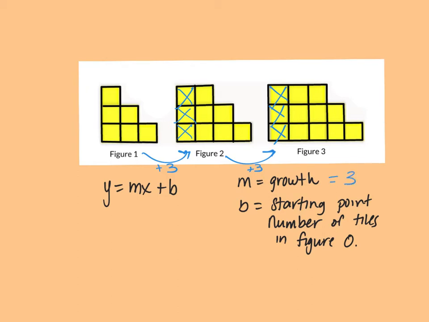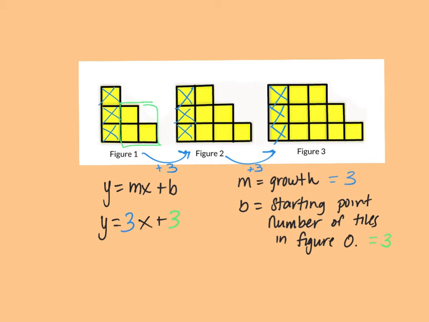Then I need to figure out the number of tiles in figure 0. So I can make those same marks here on figure 1, which would show me that figure 0 would be just those 3 tiles. So the number of tiles in figure 0 would be 3. So now I can take both of these numbers and plug them into my equation for m and for b to get the rule. So let's go ahead and do that. So our equation will be y equals 3x plus 3.